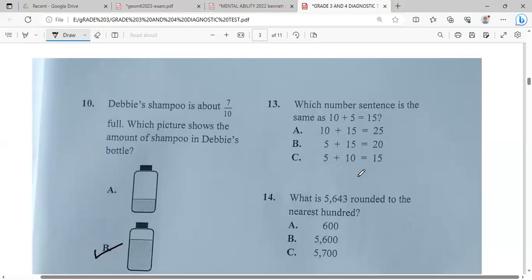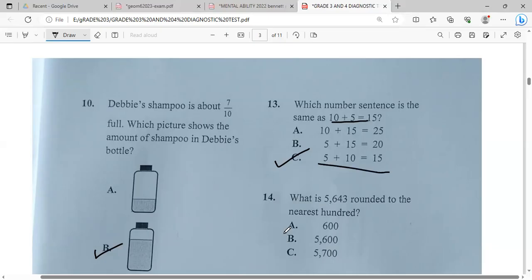Which number sentence is the same as 10 plus 5 equal 15? All right, so we have 10 plus 15 is equal to 25. 5 plus 10 is equal to 20. Or is it 5 plus 10 equal 15? All right, so this would be equivalent to this. Both of them equal 15.